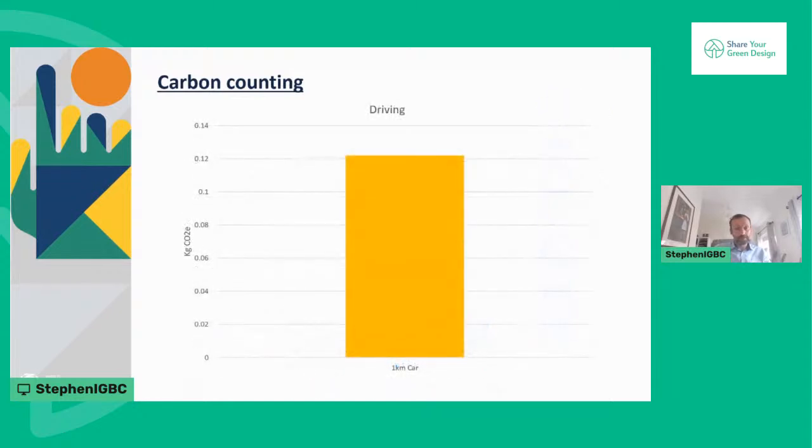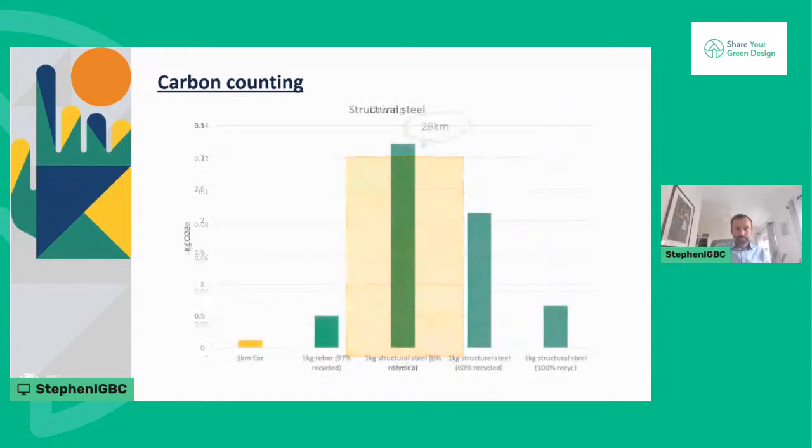So back to our car. This slide highlights the importance of recycled content. Just 1 kilo of structural steel beam can require more than 3 kilos of CO2 emissions in the production process. But that can be drastically reduced if you increase the recycled content. You still have emissions from the recycling process, but you don't have the emissions of mining and harvesting iron ore.